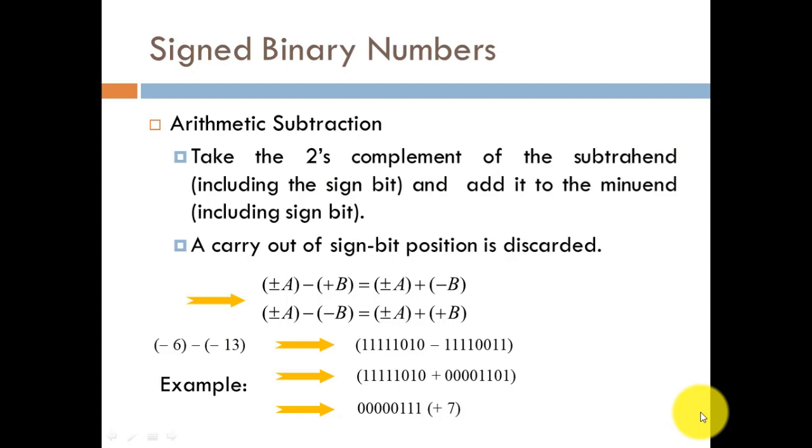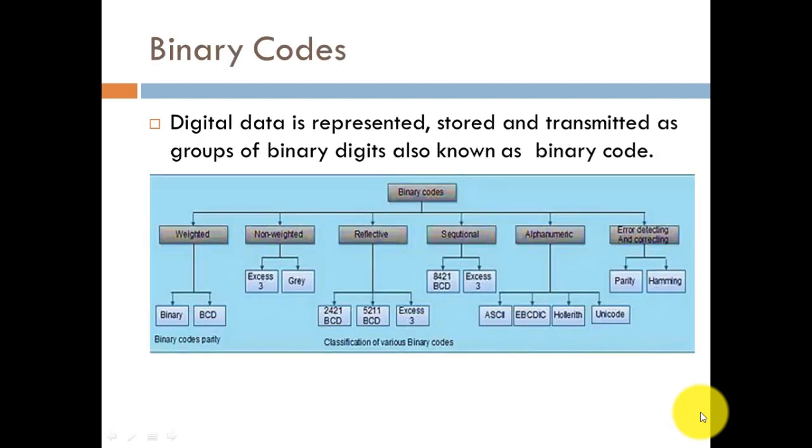Here you have to keep in mind that when we have to perform the subtraction operation and both of the numbers are negative, represented like plus or minus a minus times of minus b, we have to simply replace this minus sign with the positive sign, and replace this minus b with plus b. Now we're going to discuss various types of binary codes.